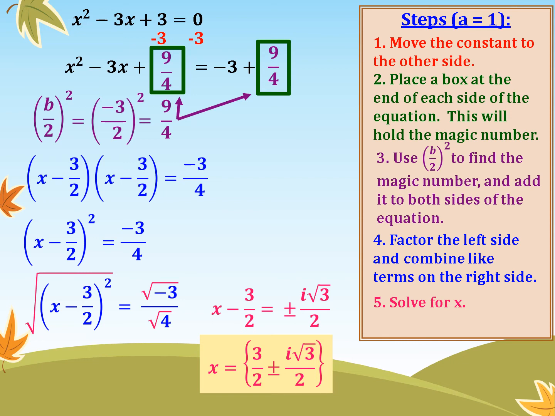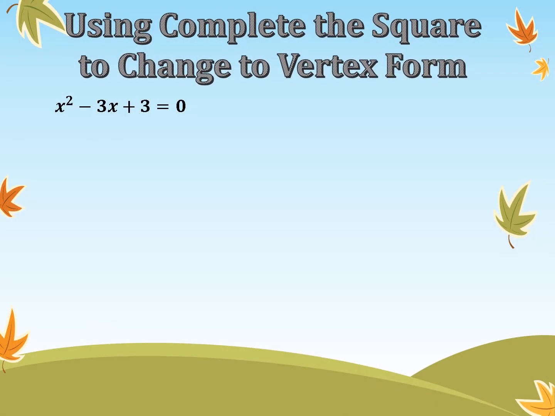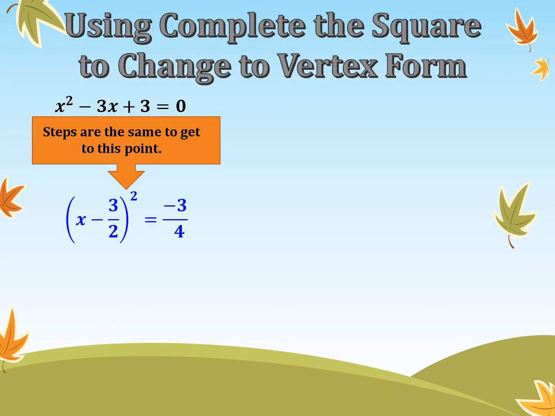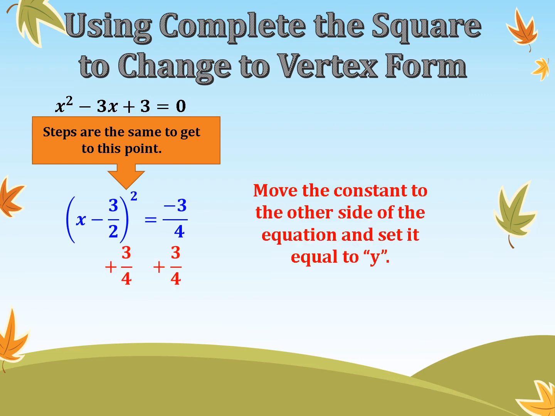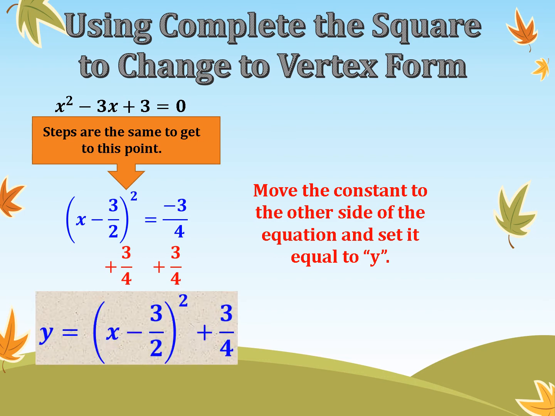Now let's go back to this form right here and change it to vertex form. So changing to vertex form, you'll realize the steps are still the same to get to this point. You still move the constant, put the boxes in, find the magic number, factor, and then condense the left. But since we're not solving at this point, we're going to bring the constant back over, and then we're going to set it equal to y. And now, check it out, we're in vertex form.